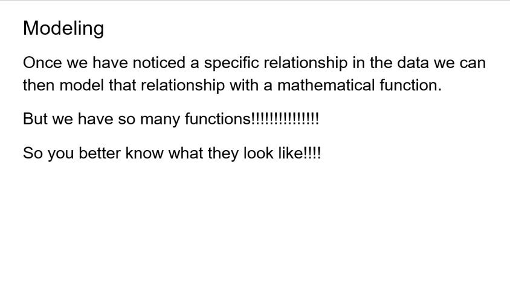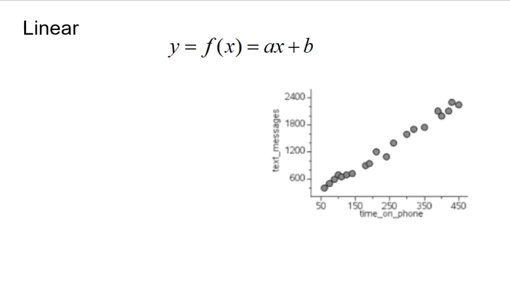Then we could say, hey, I see a relationship. I see a pattern with all of the dots in that scatter plot. And modeling is essentially trying to find a function that fits that pattern. But we have learned so many functions. So when you see a pattern in a scatter plot, you better recognize what function it is. So let's do a quick review of all the different functions we've learned.